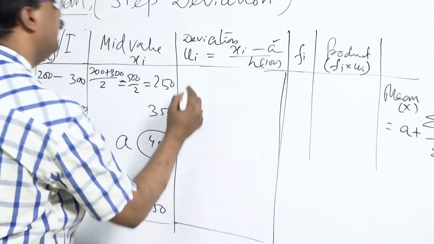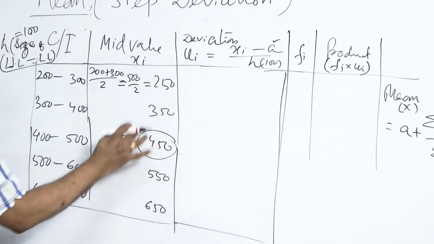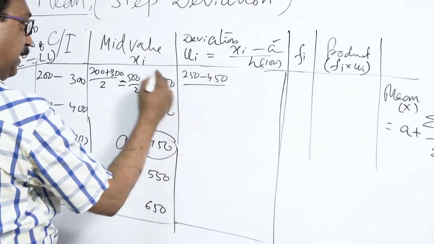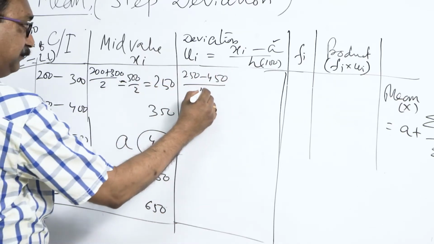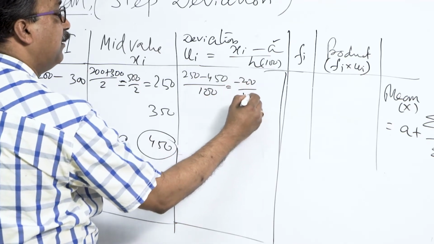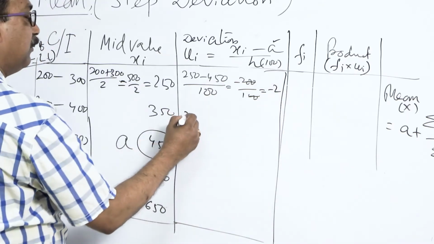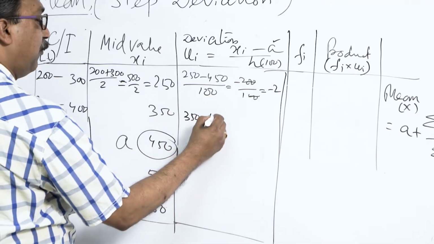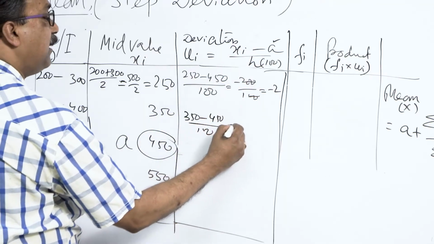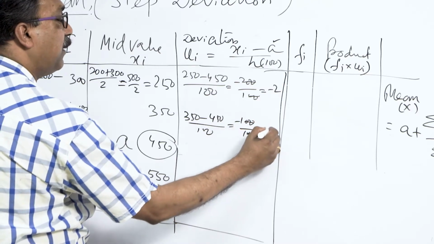Now you follow this. Look at here. Xi minus A by H means Xi is this one. All are Xi. But A is particularly this. So 250 minus 450 by H is how much here? H is 100. So it is minus 200 by 100. Cancel it. It is minus 2. Like here, 350 minus 450. 450 always fixed. A is fixed. Xi is changing. So it is minus 100 by 100 equal to 0, 0 cancel, minus 1.